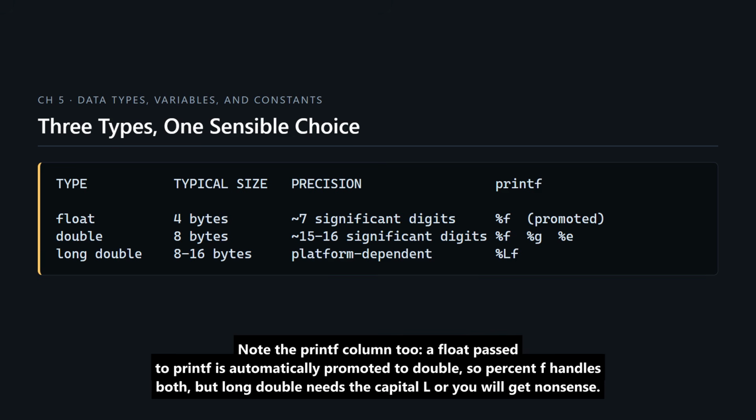Note the printf column 2. A float passed to printf is automatically promoted to double, so %f handles both, but long double needs the capital L or you will get nonsense.